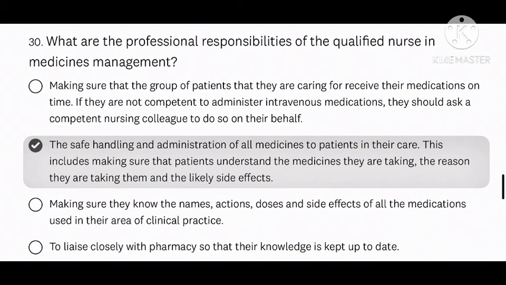What are the professional responsibilities of the qualified nurse in medicine management? The safe handling and administration of all medicines to the patients in their care. This includes making sure that the patient understands the medicines they are taking, the reasons they are taking them, and the likely side effects.